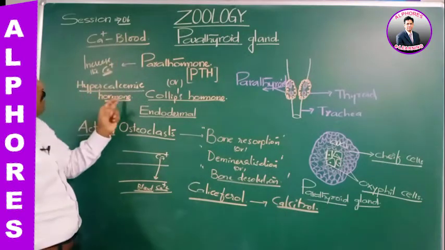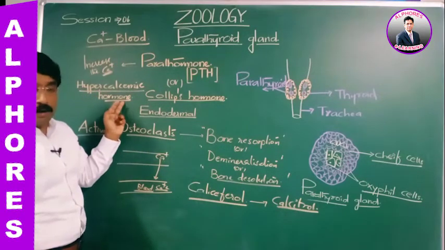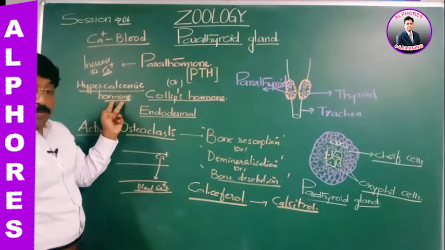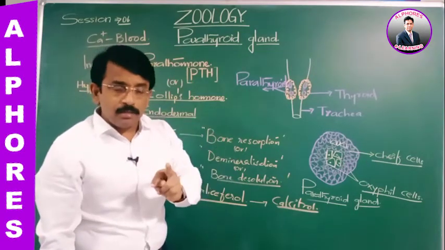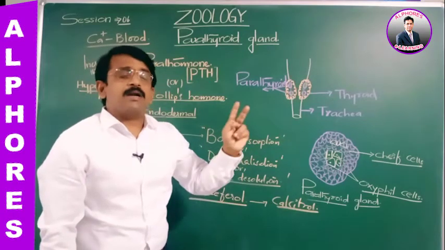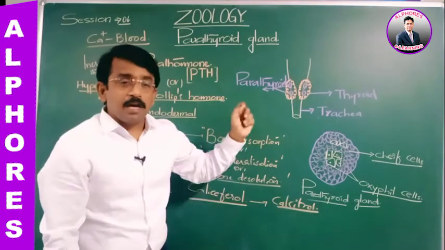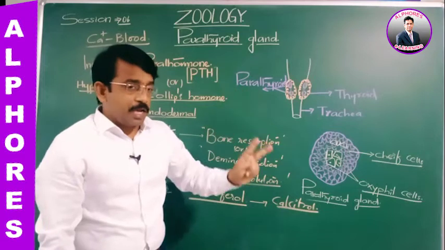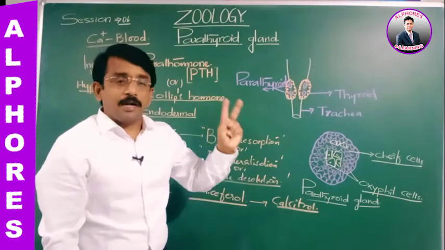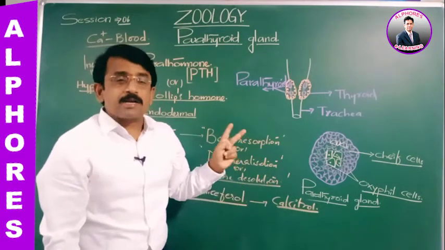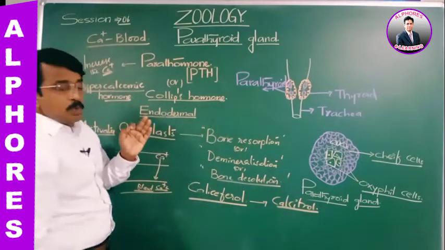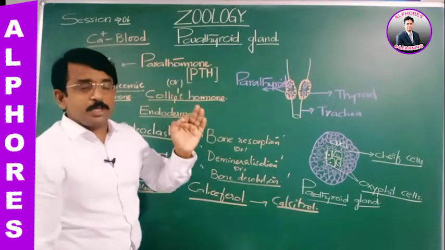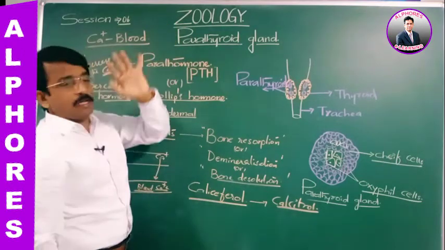So it is the hypercalcemic hormone. The calcium level balance is maintained by two hormones: one, the parathormone, and the other, thyrocalcitonin. They are antagonistic to each other with a counter effect, that is, the hormones perform against one another. This is the detail about the parathyroid gland.